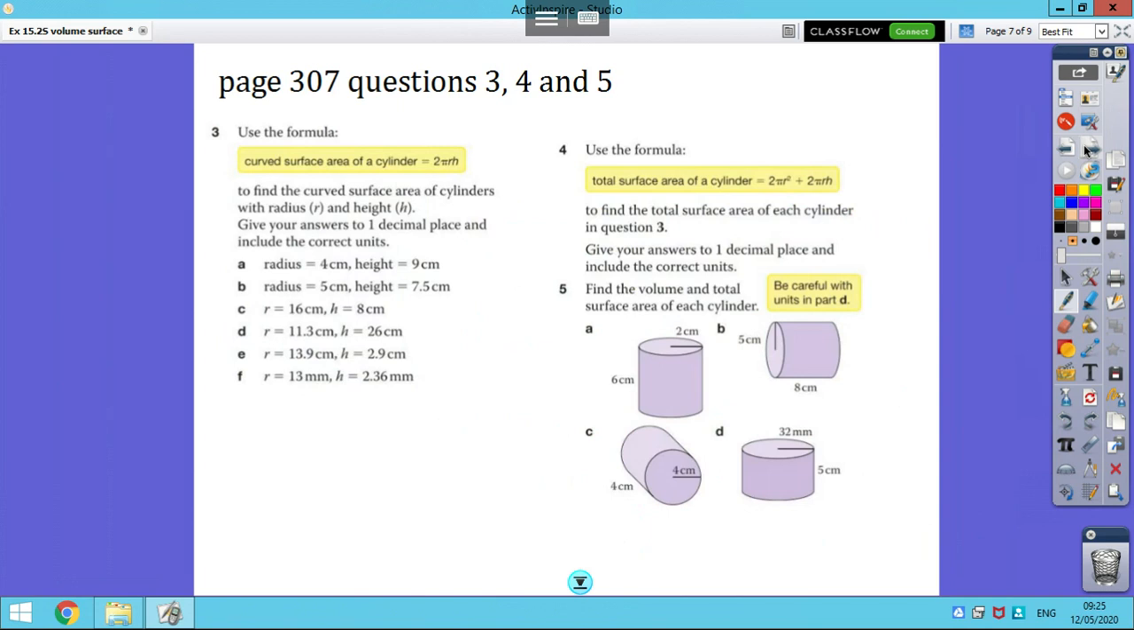Now, here are the questions I'd like you to do. So on page 307 is exercise 15.2S, I think it is. And I'd like you to have a go at questions 3, 4, and 5. Okay? Now, follow the instructions very carefully. Don't do anything that you shouldn't be doing. So question 3 is just asking you to find the curved surface area of the cylinder. So it's not asking you to find the total surface area of a cylinder. What I might just say is scrap that and just do this bit here.